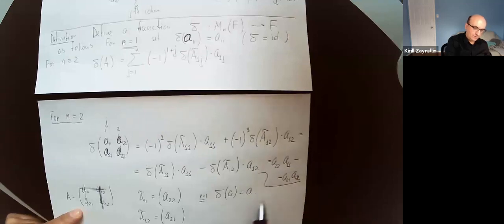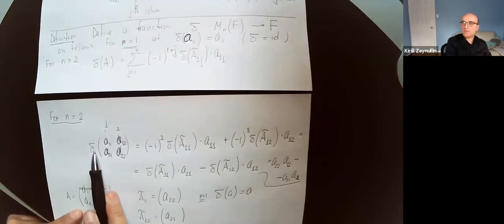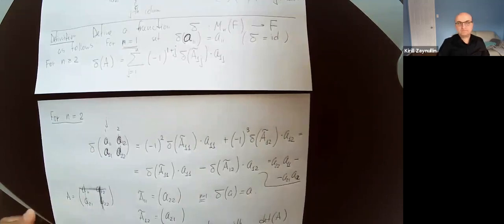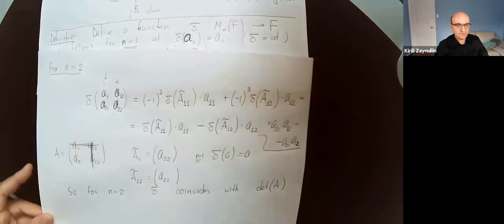And indeed, from this formula, you can recognize that this function delta is nothing else but the determinant function of a 2 by 2 matrix. So for n equals 2, delta coincides with the determinant of A.